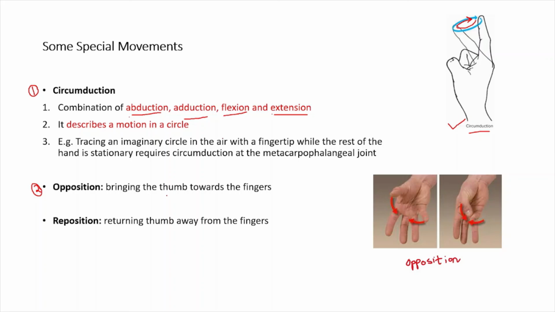Now opposition is bringing the thumb towards the finger. So this is opposition. This is the thumb, and if you bring the thumb towards any one of the fingers, this is called opposition. And the reverse of opposition is called reposition. If you move the thumb away from one of the fingers, it is called reposition. That is returning the thumb away from the fingers and bringing it towards the anatomical reference position.